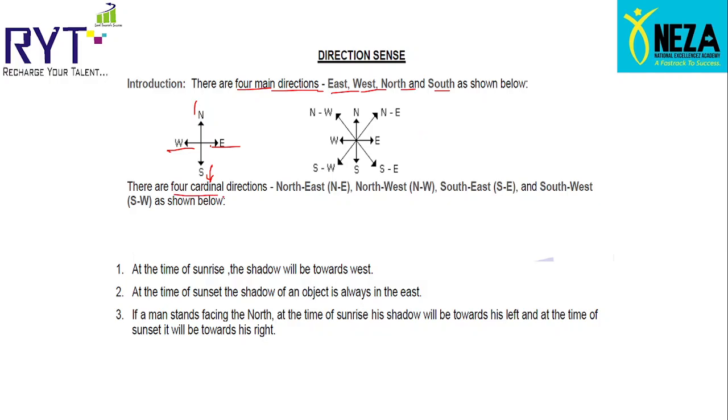Then we have something called cardinal directions also. For example, between north and east we have northeast, between south and east we have southeast, between south and west southwest, and between north and west northwest. So these are the basic directions. Four of them are called main directions and four are cardinal directions.